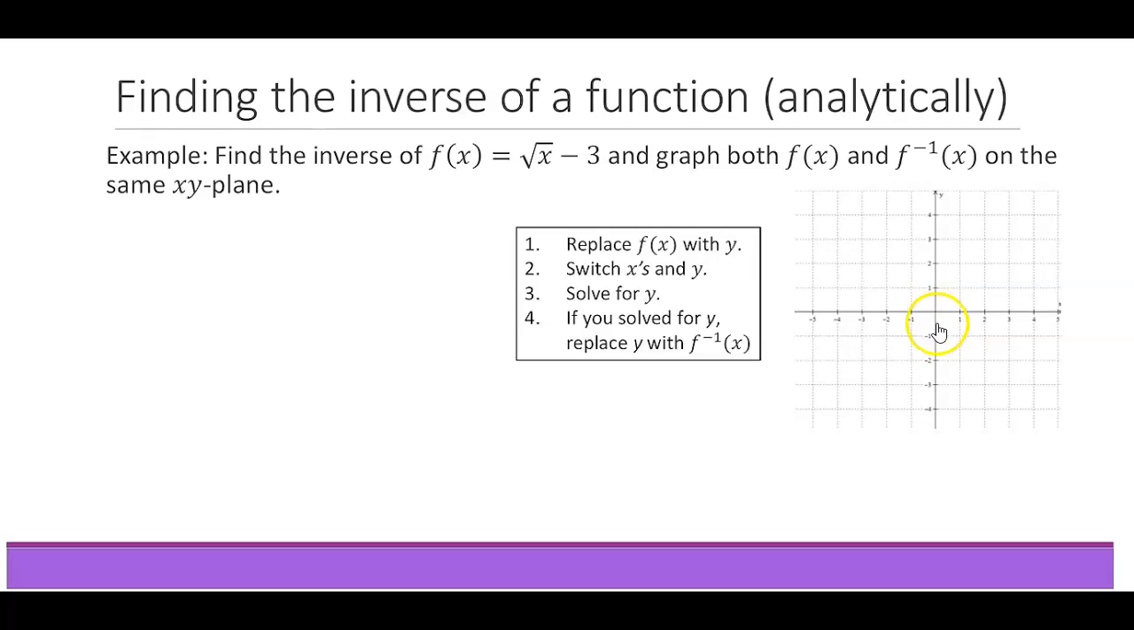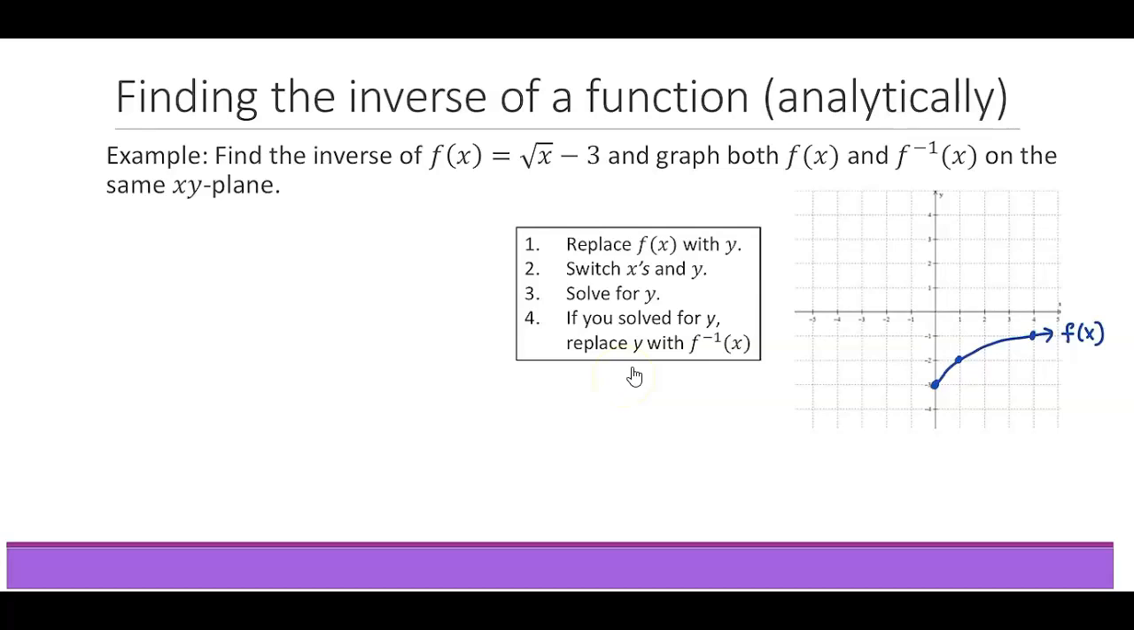Normally I would start at 0, 0. So then this time I will start at 0, negative 3. And then I'll pass through the point 1, negative 2 and 4, negative 1. So connecting those points together, I have the graph of f of x, and it does pass the horizontal line test. This is a 1 to 1 function. So we can go ahead and find its inverse, and the steps for doing so analytically are here.